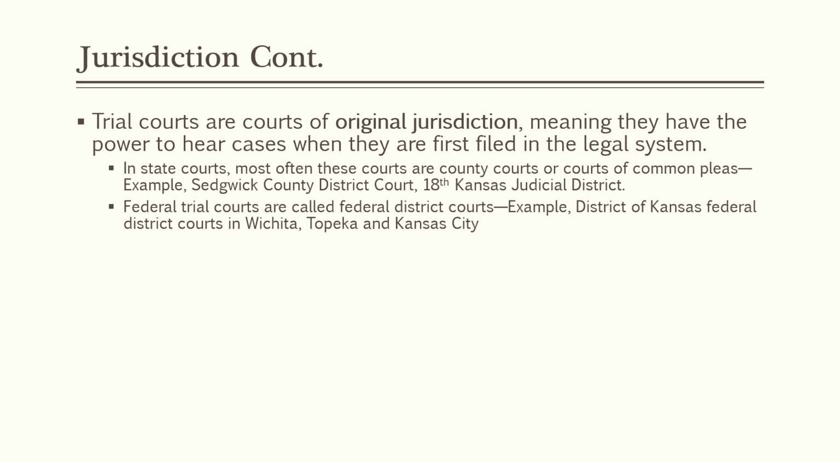Federal trial courts are called federal district courts. For example, the District of Kansas Federal District Courts are located in Wichita, Topeka, and Kansas City. We have one district, the District of Kansas, but they have offices in Wichita, Topeka, and Kansas City. Some states like Texas have more than one. In fact, Texas has 4 districts. They have the Eastern, Northern, Southern, and Western. But Kansas only has the one, the District of Kansas.